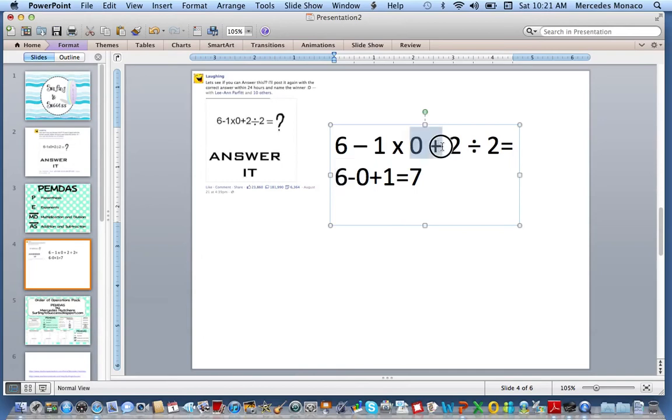I kept the addition sign because that's not coming till the second step. And I'm going to do 2 divided by 2. 2 divided by 2 equals 1. So down here I wrote 1 for that. So now I can do subtraction and addition from left to right. In this case, subtraction is first, so we're going to start at the left and move to the right. 6 minus 0 is 6. If you add 1 more to that, you get 7. So the answer to this question is 7.